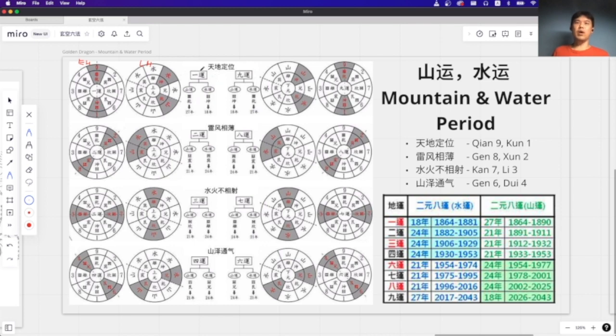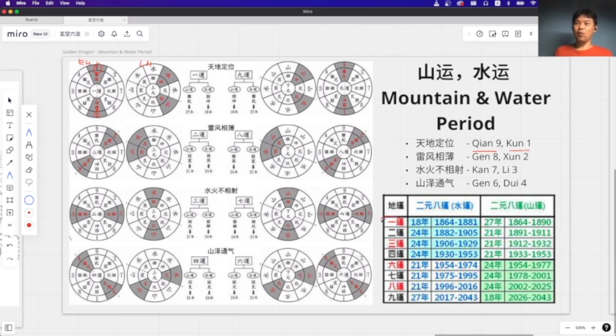This is period 1 and period 9. Period 1 is Kun 1, period 9 is Qian 9. When we talk about the concept of 七星... 两两相对, opposite of one another, this is where it applies in terms of the theory. So 9 is always opposite of 1.